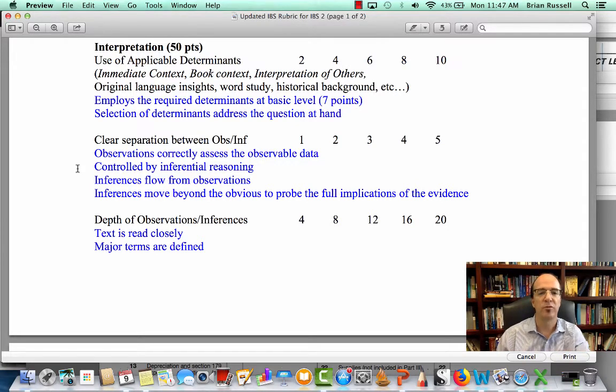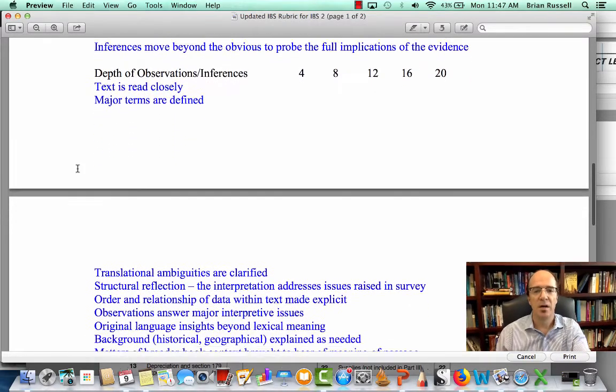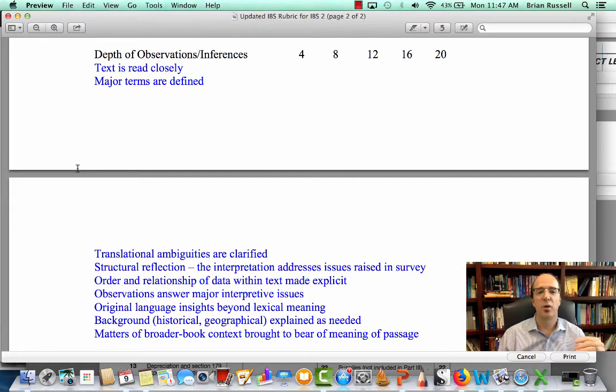I'm then going to be looking for your ability to work inductively by making observations, and that your conclusions are based on inferential reasoning, moving from observation to inference, and that the inferences themselves actually flow from what you've observed, and that you're moving beyond just obvious types of things and drawing out some of the fuller implications. The bulk of the survey is going to be on the depths of your observations and inferences.